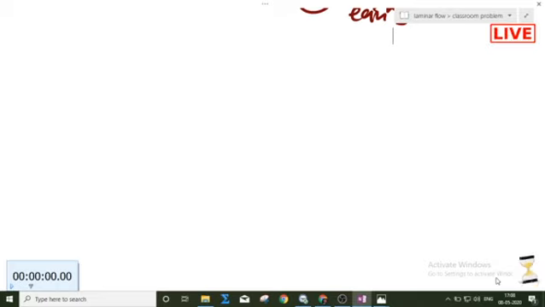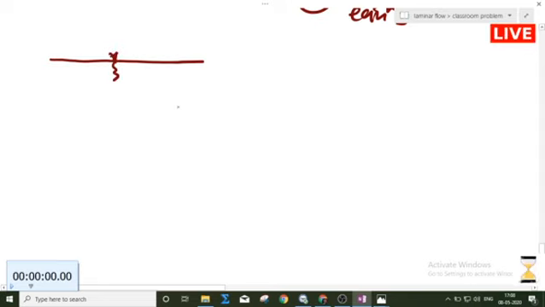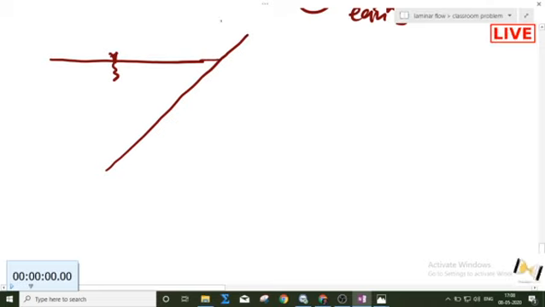Try to solve this question along with me. This is the case given to you. This is the water surface, and here is the gate. There is a string attached to a pulley, and through this pulley a weight is suspended.